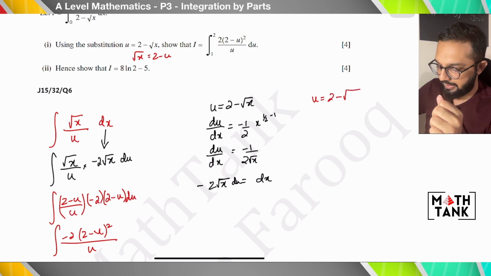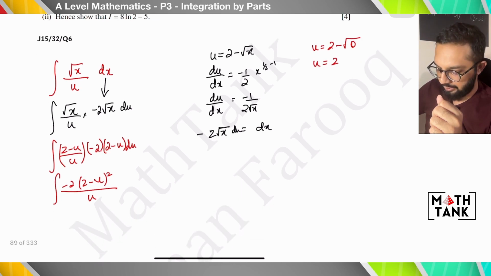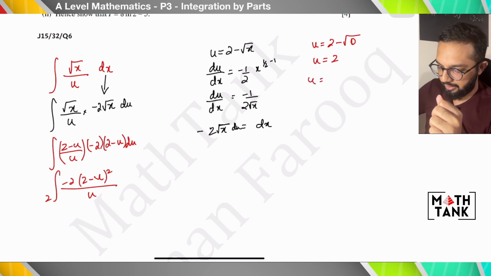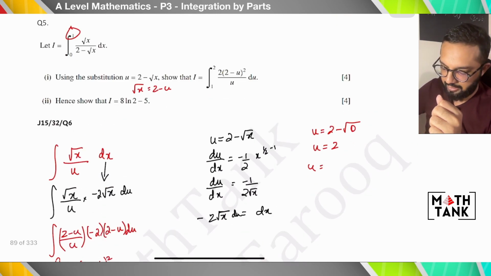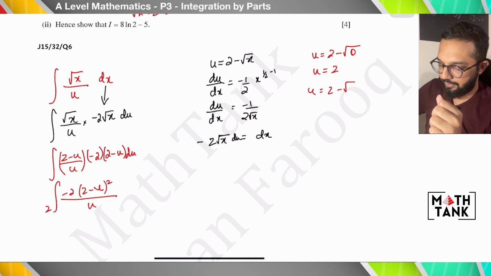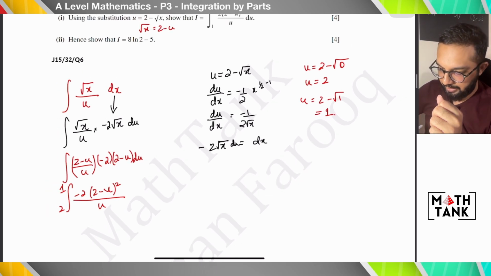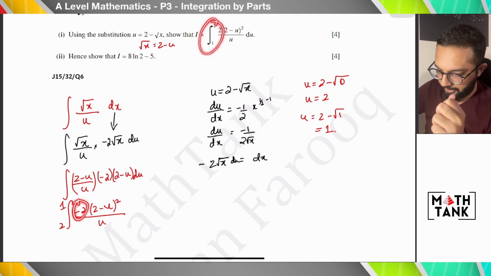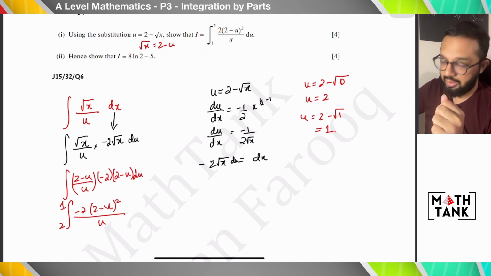If you look at the limits now, if I start changing the limits, the lower limit was 0, so the lower limit is 2, and when I plug in the upper limit, which was 1, so 2 minus root of 1 gives me 1. So the upper limit is 1. Now if you notice, this difference between minus 2 and plus 2 is because of the inverted limits. My lower limit is the upper limit of the question, and my upper limit is the lower limit of the question.